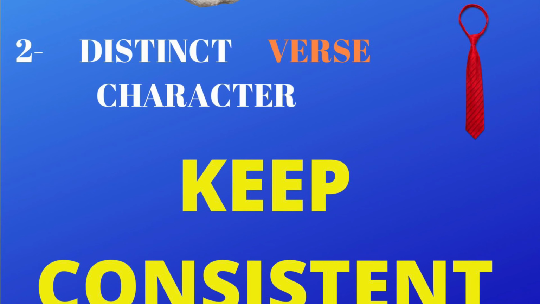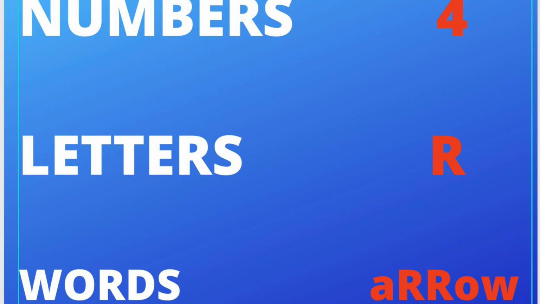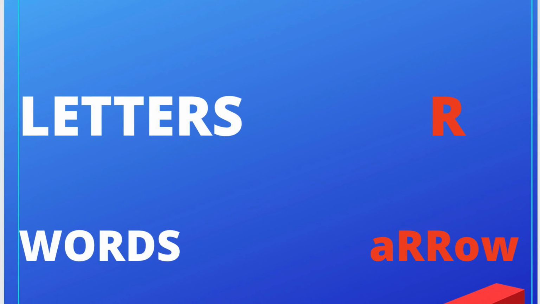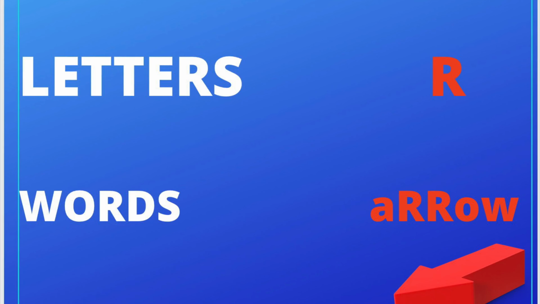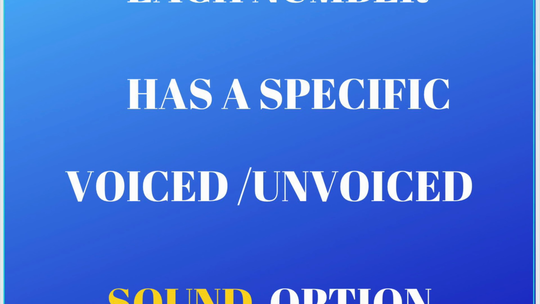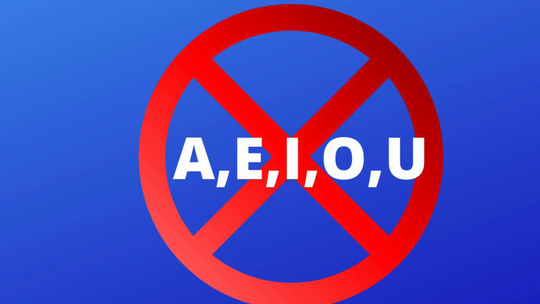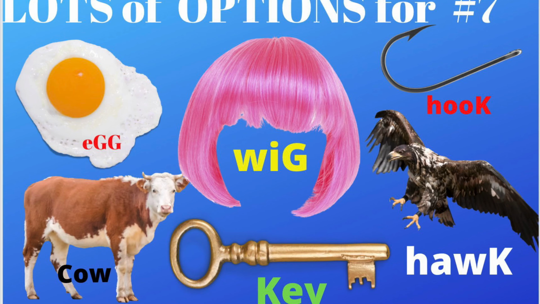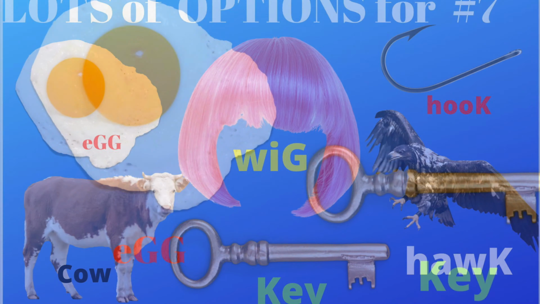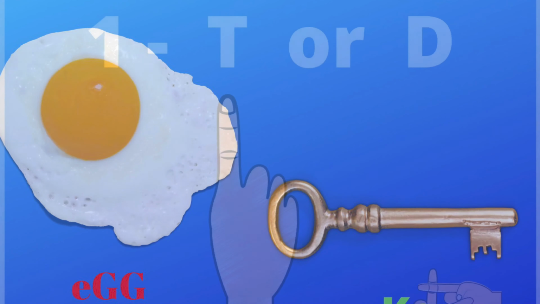Trust me. If you're not a great artist, nouns are the easiest to draw, but there are plenty of other opportunities to show you. Basically, in the major system, you take numbers, turn them into letters, turn them into words, turn them into images or pictures to make up a story. So each number has a specific voiced or unvoiced sound option, and there will be no vowels used. And there are literally hundreds of options for various numbers, like 7, but in this one video, we're only going to stick with 2. So a brief overview of the major system.